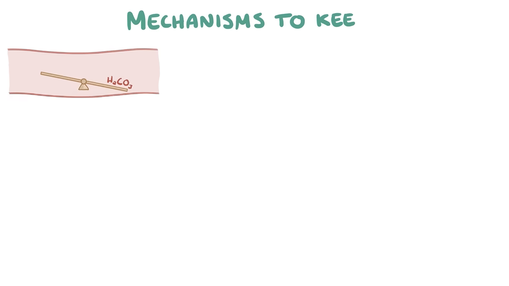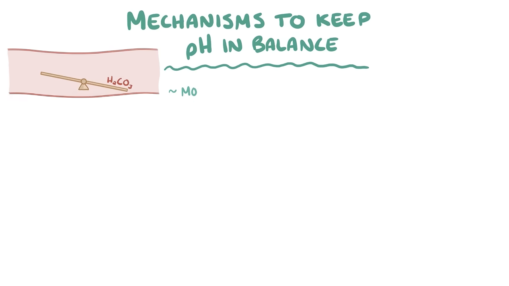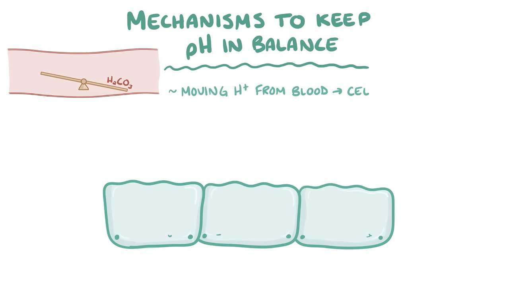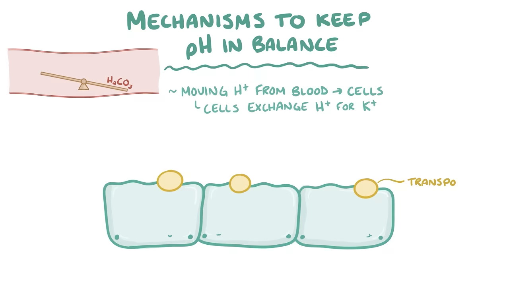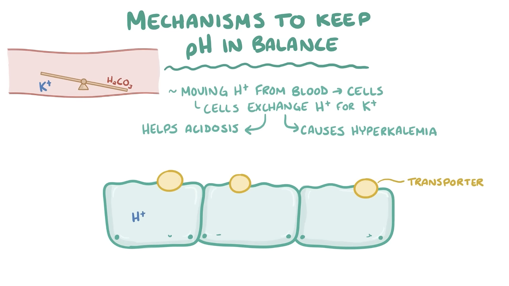Now, if there's a decrease in the bicarbonate concentration in the blood, which threatens to decrease the blood pH, the body has a number of important mechanisms to help keep the pH in balance. One of them is moving hydrogen ions out of the blood and into cells. To accomplish this, cells usually have to exchange a hydrogen ion for a potassium ion, using a special ion transporter located across the cell membrane. So, in order to help compensate for an acidosis, hydrogen ions enter cells and potassium ions leave the cells and enter the blood. This might help with the acidosis, but it results in hyperkalemia.